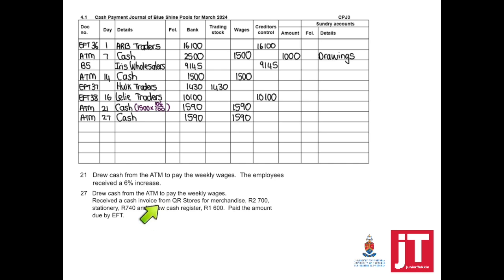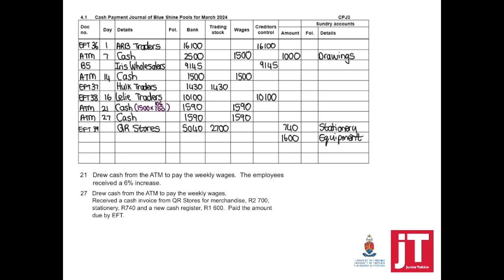Now, to approach the second part of this, don't get confused because you just see the word invoice. Received the cash invoice for goods purchased, stationery, and the cash register. Here they said you paid the amount due by EFT. Then you should know that this will go into the cash payment journal because a payment was made. We start with EFT number 39. We purchase from QR stores. Merchandise is shown as trading stock. Stationery, 740. There's no money column open for stationery. And then a new cash register. We're not going to write the word cash register. That will be shown as equipment. This will form part of my equipment.